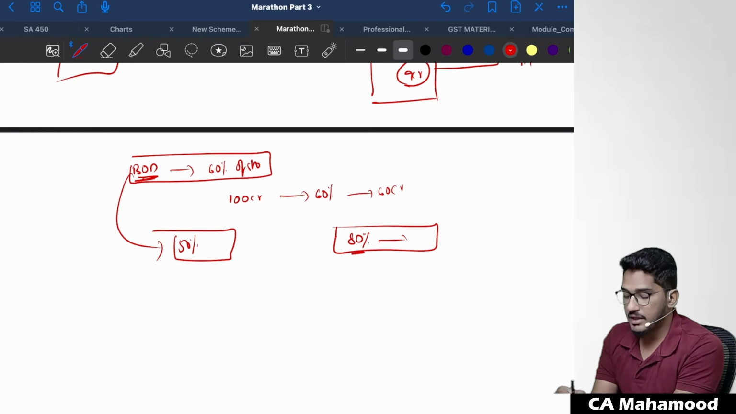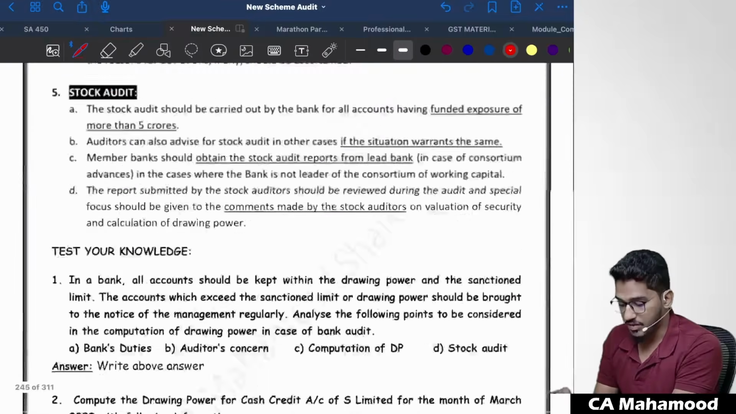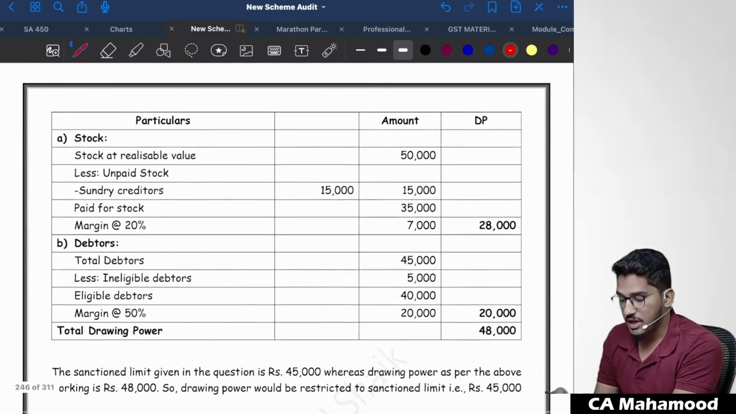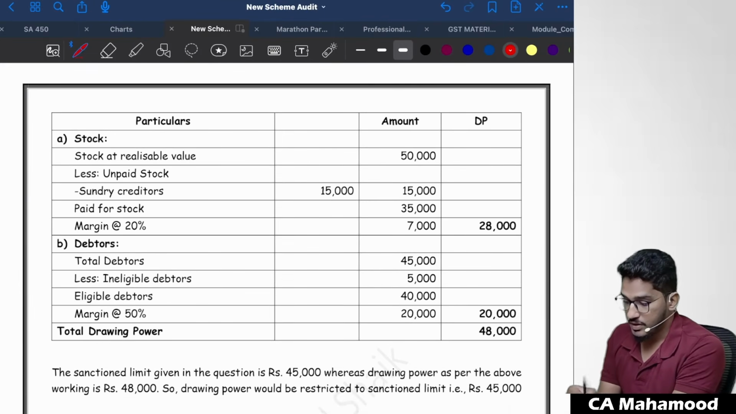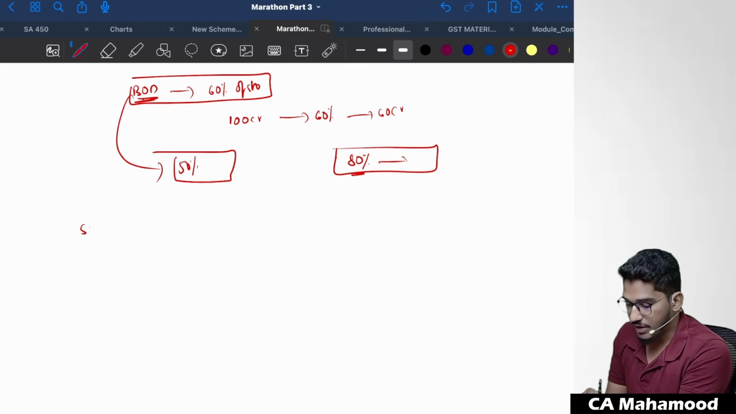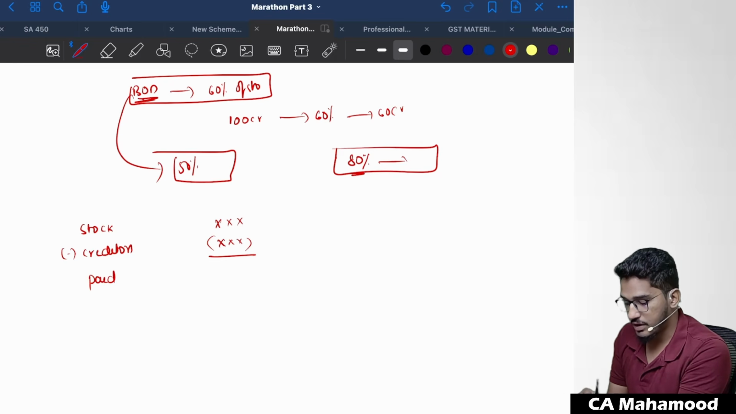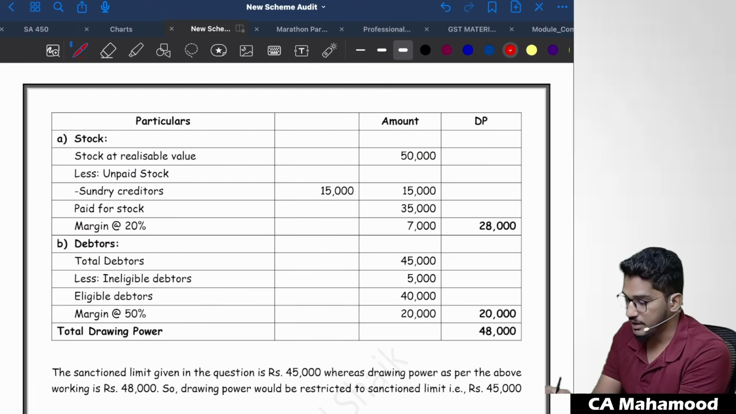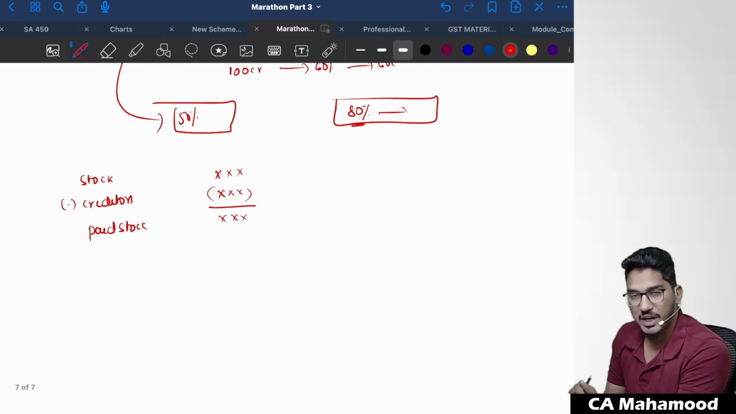And there is one format for calculation of the drawing power. Let me show you that format. It is one of the past examination questions. So the format for drawing power is something like this. I will write it here. The format for how the drawing power will be calculated. Generally you have to take stock. From that you have to reduce creditors. The balance which you will get, we call it paid stock. Here also you will be able to find that in the material. You can use it, or else this format also you can see, paid stock.